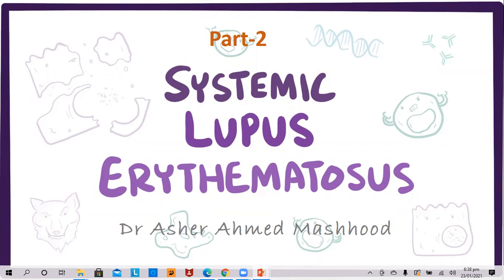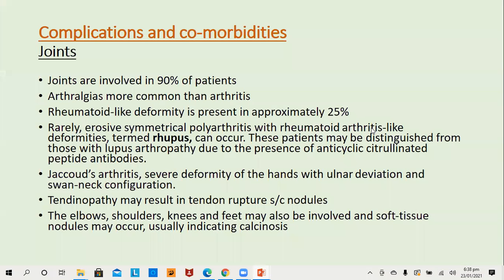Today is the second part of the lecture on systemic lupus erythematosus. Complications and comorbidities. First of all, joints. Joints are involved in 90% of the patients suffering from SLE. So you can say that joint complication is the most common complication in patients of systemic lupus erythematosus.